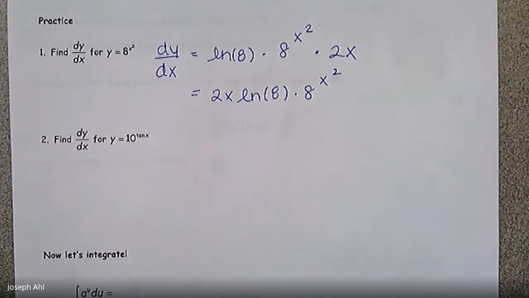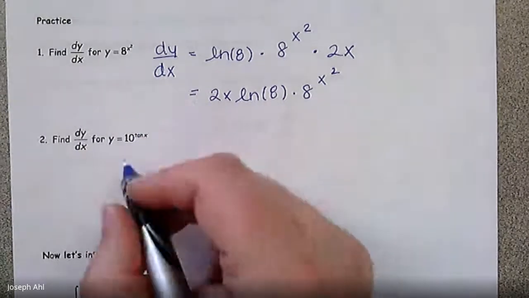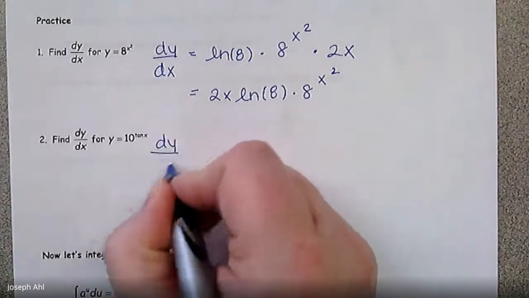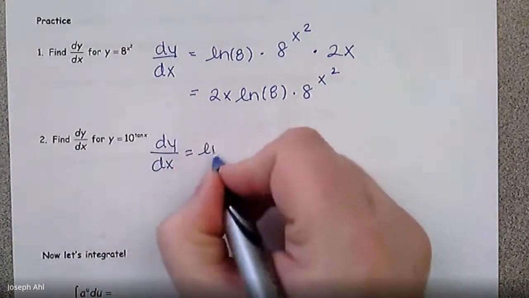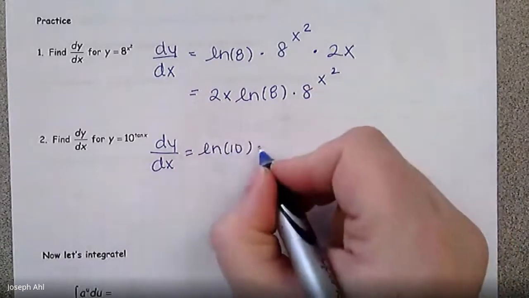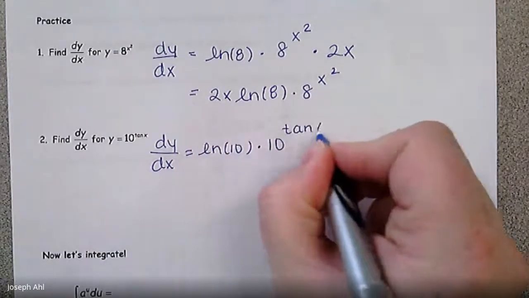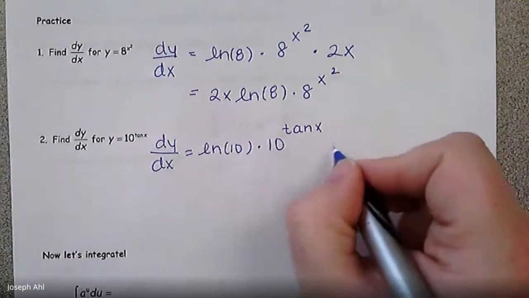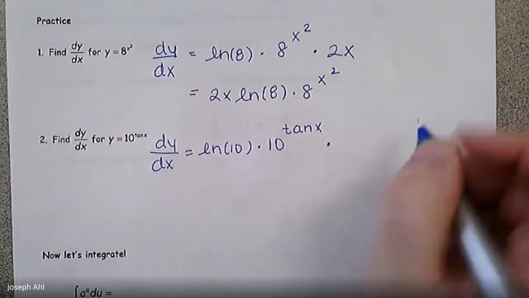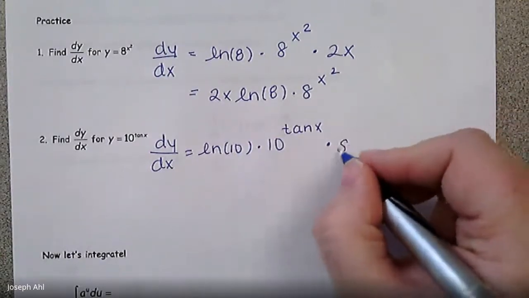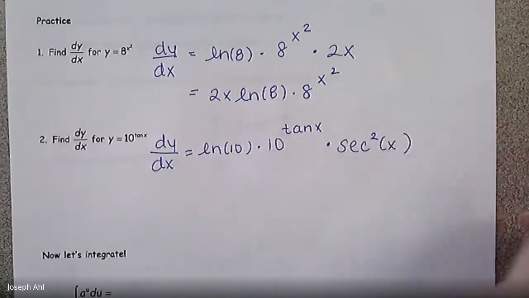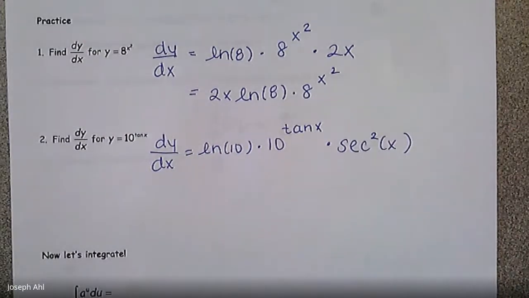So something of the form dy dx for y equals 10 to the tan x. Dy dx would equal, well, it's going to be ln of the base 10 times 10 to the tan x times the derivative of u with respect to x. That's going to be times secant squared x. And again, maybe I'll just even leave it like that this time. I don't think we necessarily have to rearrange there, but that would be the final answer for number 2.